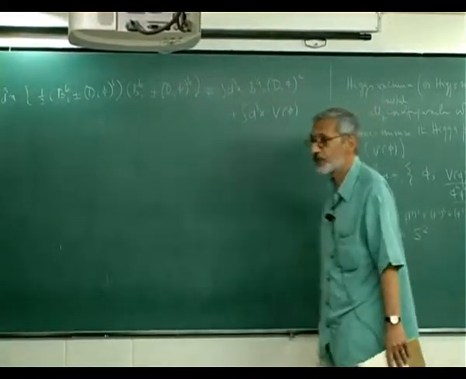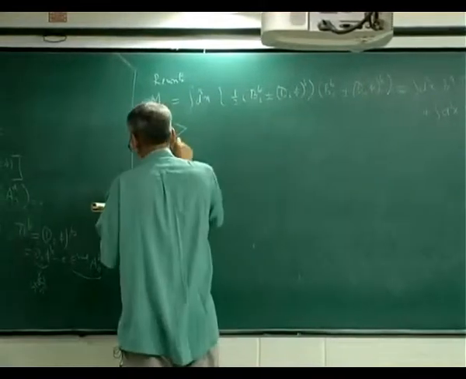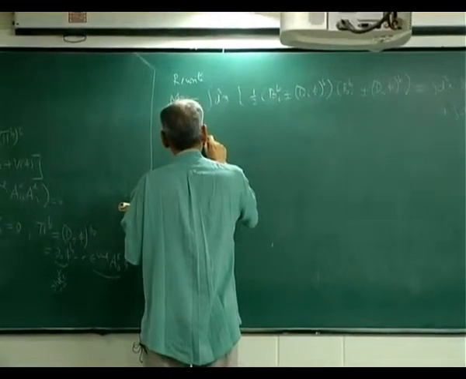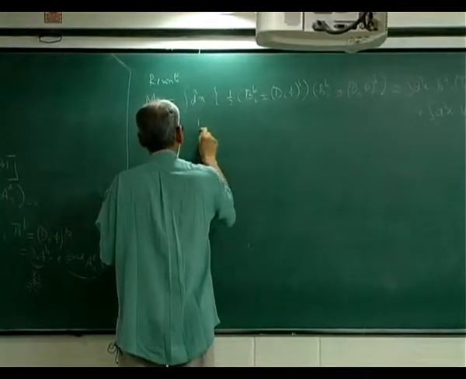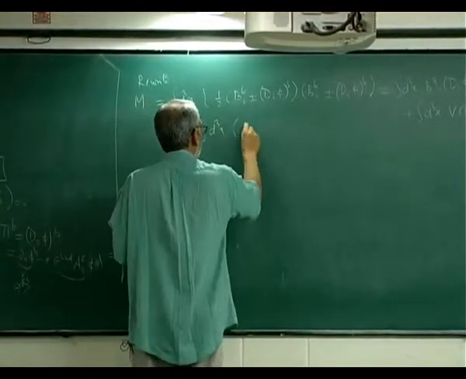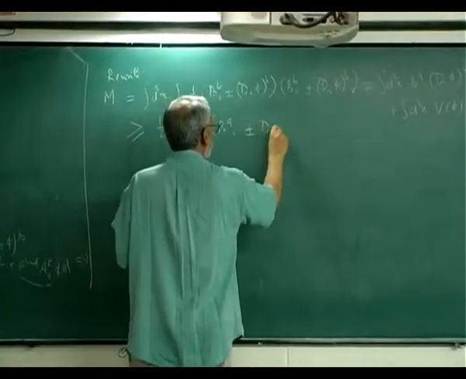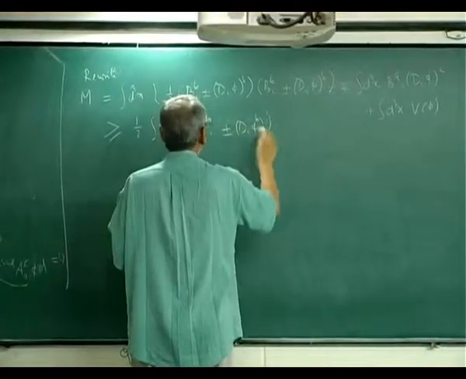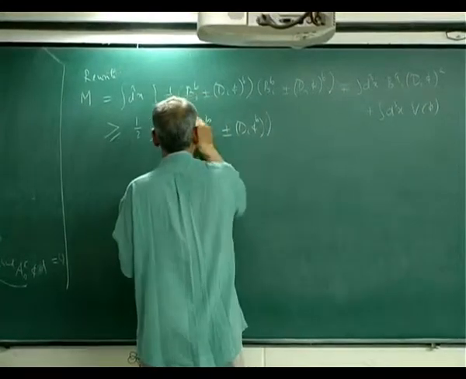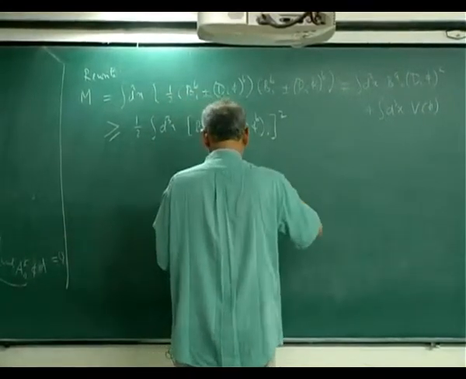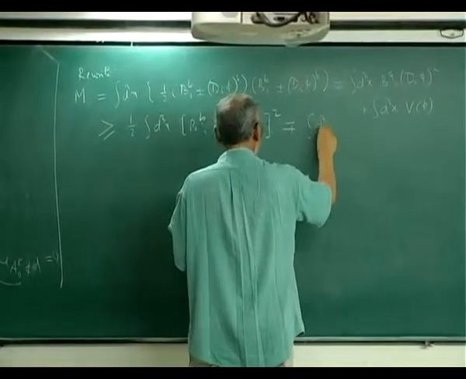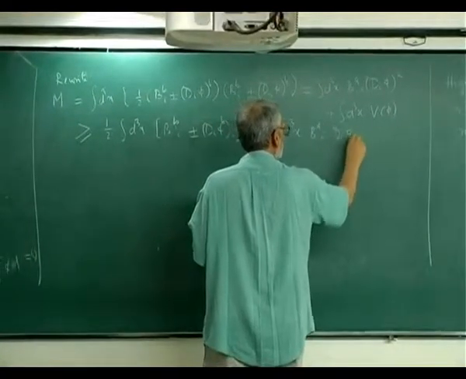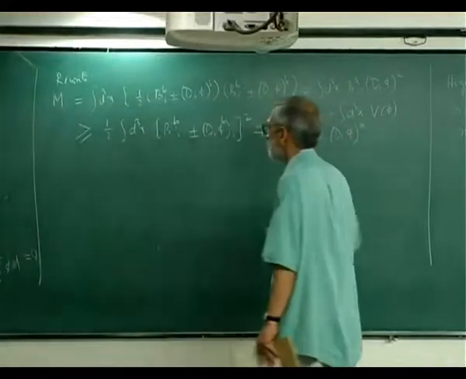So if I drop this positive term here, then this object is clearly bounded by one half integral d3x of [B_i plus or minus D_i phi] squared, plus or minus the integral d3x of B_i D_i phi. I just dropped this term, a positive term.